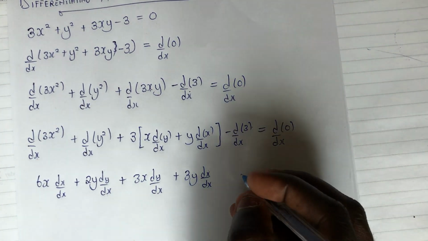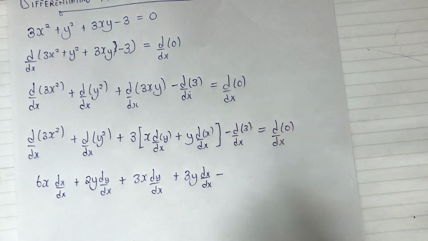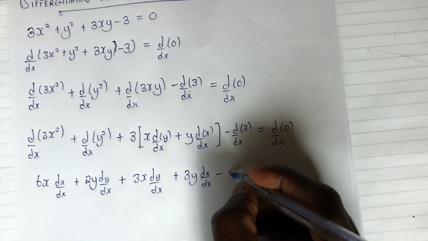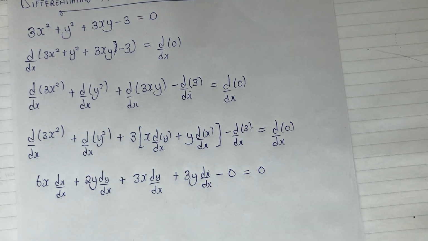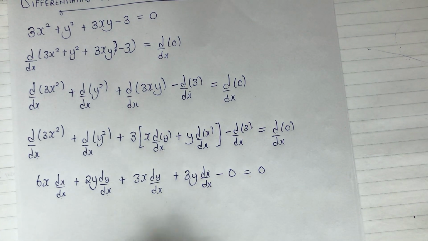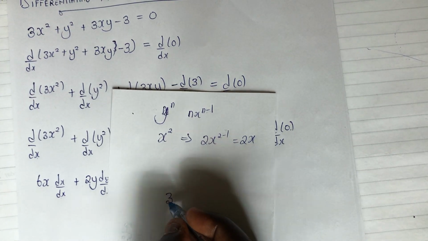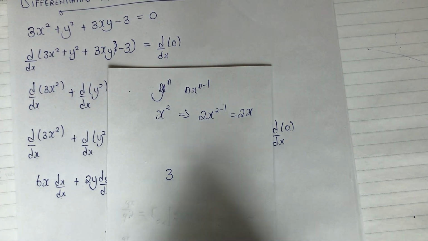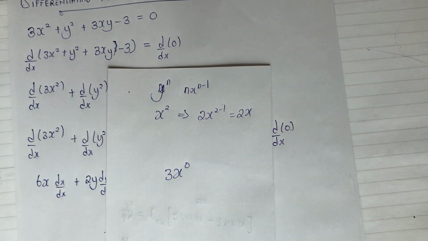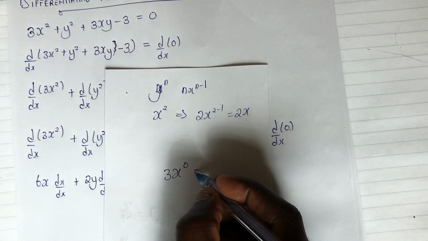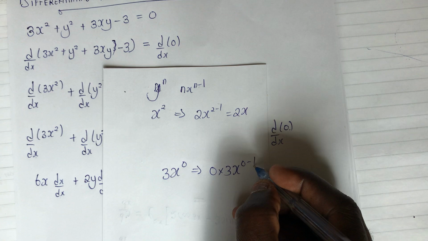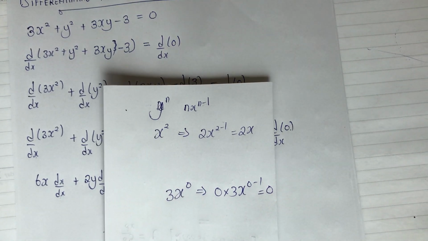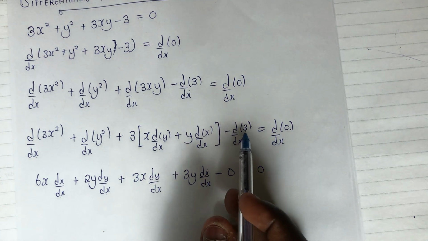ds is still 1. Then minus, when I differentiate a constant, the result is 0. So minus 0 equal to, when you differentiate 0, the result is also what? 0. So we get it now. Why do we say that the differential of 0 is 0? Assuming that I have 3, then it's the same as 3x raised to the power 0 or 3y raised to the power 0. When I differentiate this, it will give me 0 times 3, the power times the function, 0 minus 1, everything is 0. So that is why we say that the differential of a constant is always 0, so that side is what?